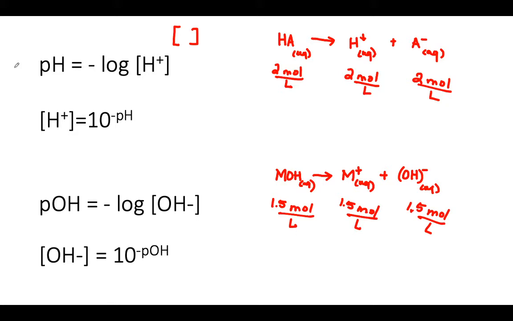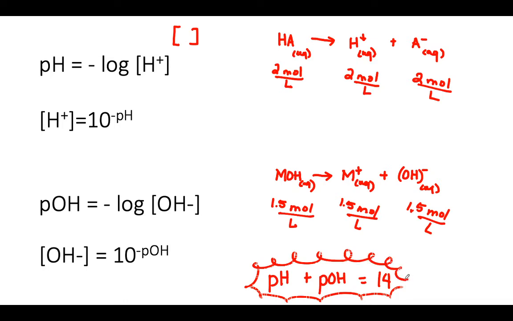Now, if I know pH, can I find pOH? Yes, you can. That's because the pH of a solution plus the pOH of that same solution should be equal to 14, right? And this is really important because if you know the pH of something, you can automatically recognize the pOH of that particular solution.